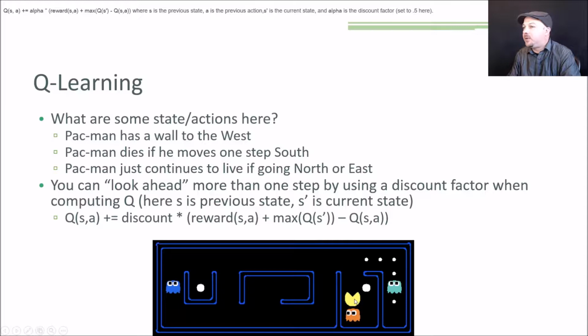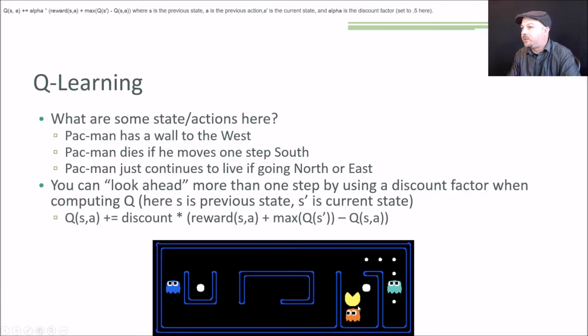You know, he can't actually move left at all, but he can move up, down, or right. And we can assign a value to all those actions. So by going up or right, nothing really happens at all. There's no power pill or dots to consume. But if he goes left, that's definitely a negative value.